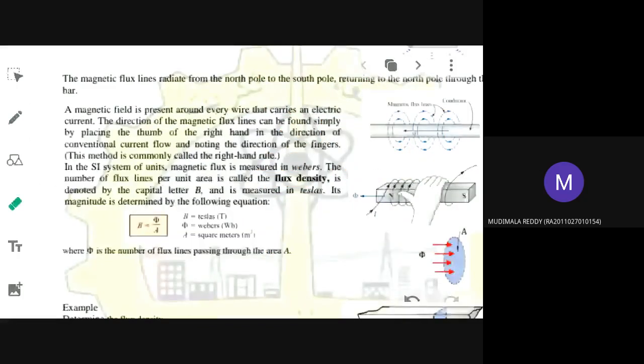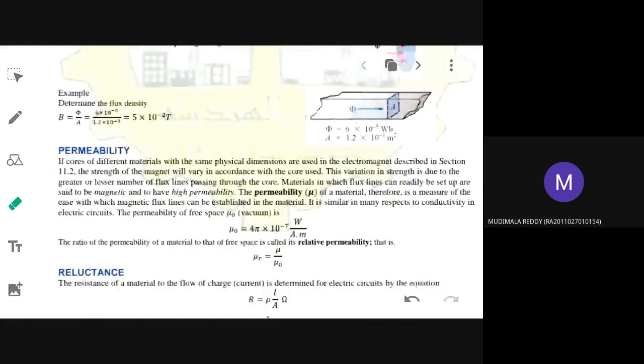Next comes the term permeability. We have different types of materials. It may be a non-magnetic material or a magnetic material, and depending upon permeability, you can categorize the materials as para, dia, and one more, ferromagnetic material. Have you heard that? Yes, ma'am. So what is the difference between dia, para, and ferro?